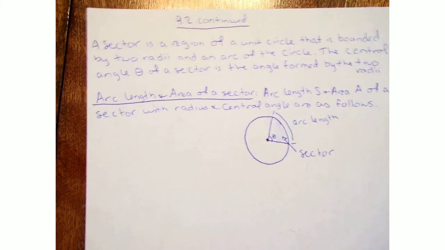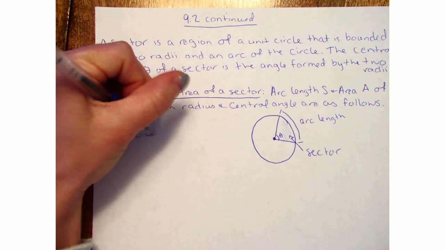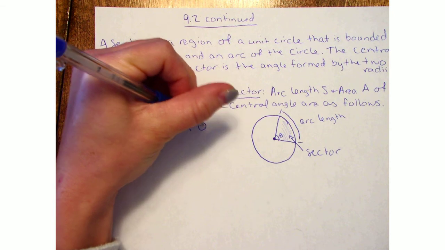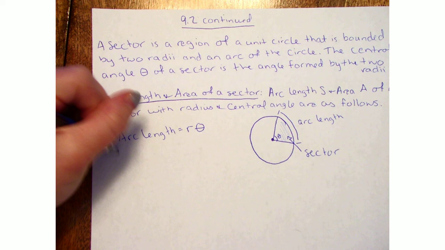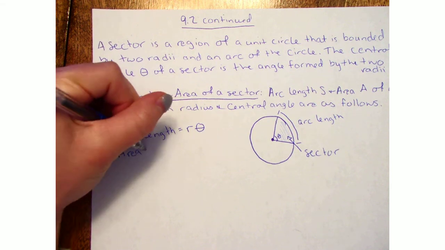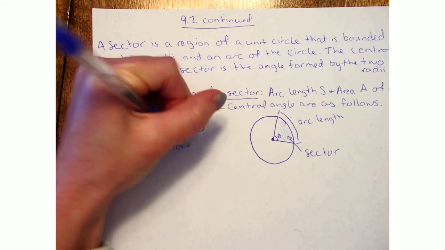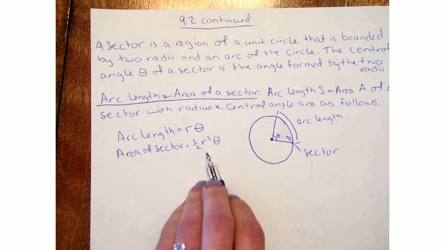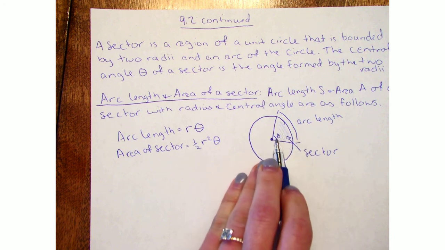All right, so in order to find the arc length, we're going to do the radius times theta. Easy enough. To find the area of a sector, you're going to do 1/2 r squared times theta. That equation should remind you a little bit of the area of a circle, because you are taking sort of the area of this little piece.